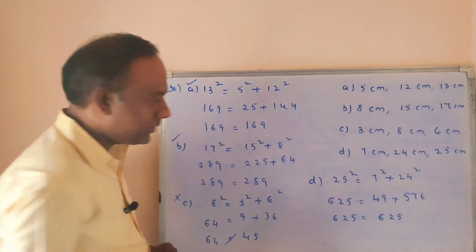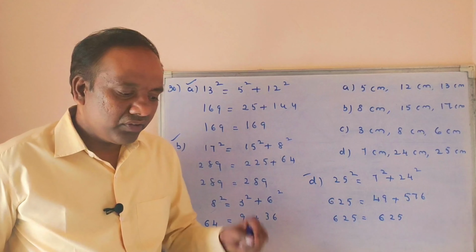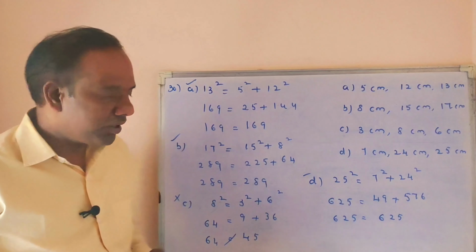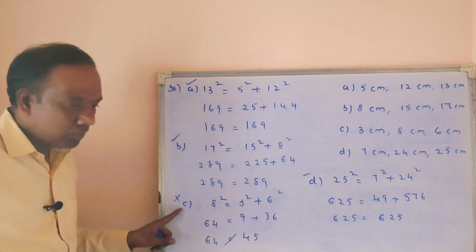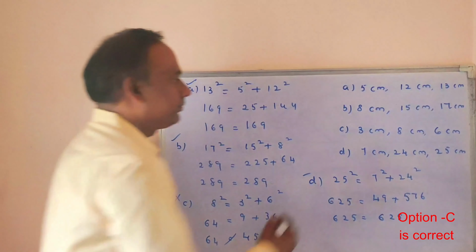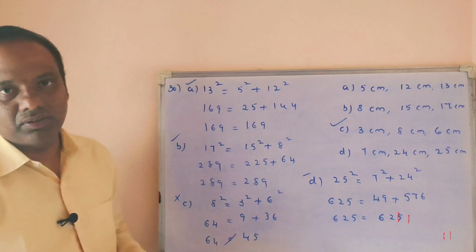So here, the question is to identify which does not form a right angle triangle. Does not form a right angle triangle means option C does not form a right angle triangle. So here option C is the correct answer.